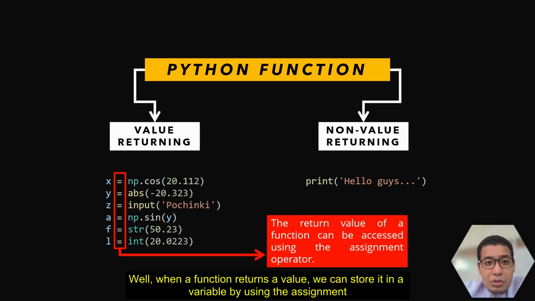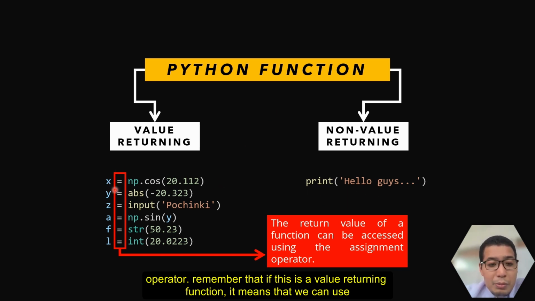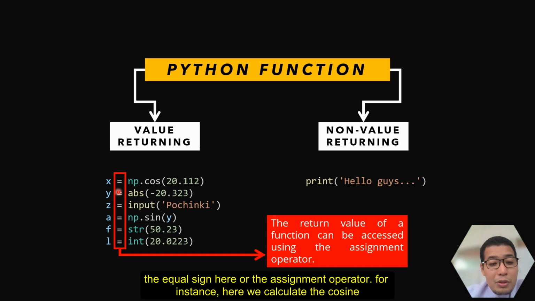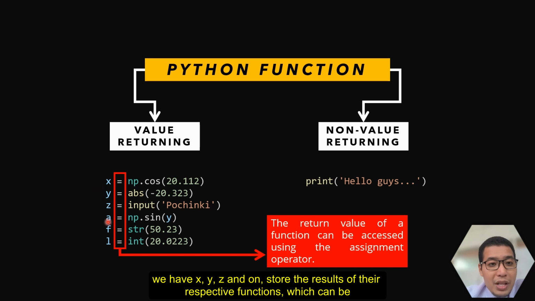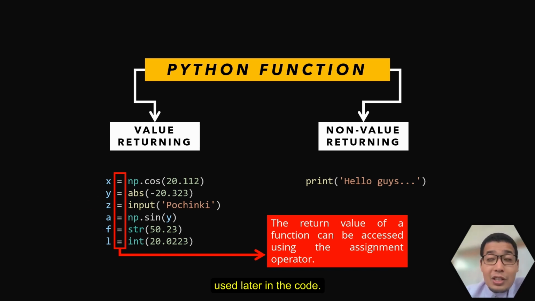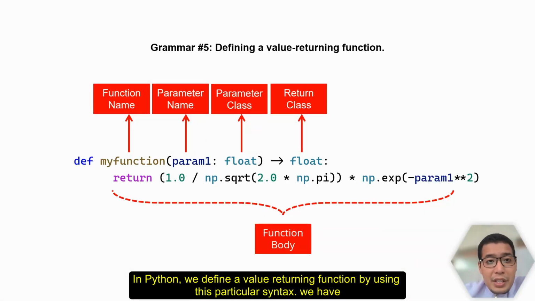When a function returns a value, we can store it in a variable by using the assignment operator. Remember that if this is a value returning function, it means that we can use the equal sign, the assignment operator. For instance, here we calculate the cosine of 20.112, and once we have gotten the result, we assign the value to x. Here we have x, y, z, and so on, which store the results of their respective functions, which can be used later in the code.